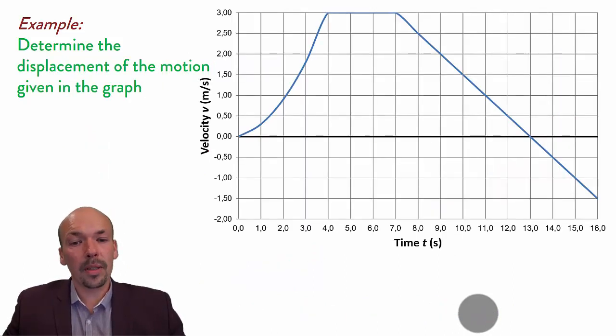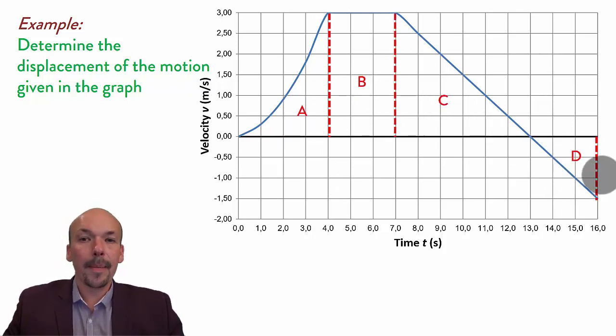Now an example you can try yourself. We have here a motion, and we have to determine the displacement of the entire motion given in the graph, and we will split it into 4 areas: area A, B, C and D. And try now for yourself to see if you can determine all these displacements and then add them together to have the total displacement. So try for yourself. I will now give the answers.